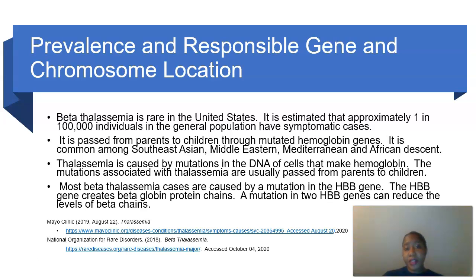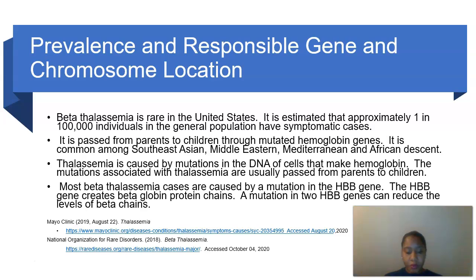I mentioned earlier in the other slides that this kind of disorder is caused by mutations in the DNA of the genes that make the hemoglobin. The mutations associated with thalassemia are usually passed from parents to children. Most beta thalassemia cases are caused by mutation in the HBB gene, and this type of gene creates the beta globin protein chains. So the mutation in two HBB genes can reduce the levels of beta chains.